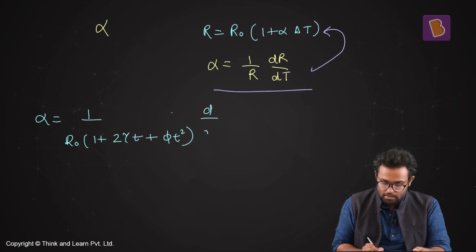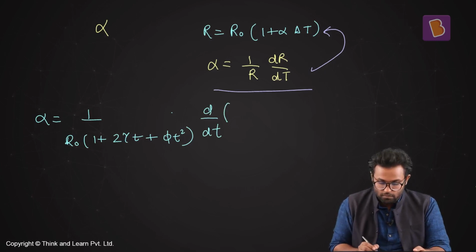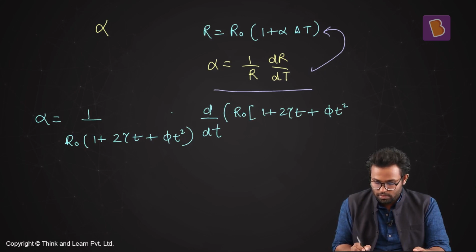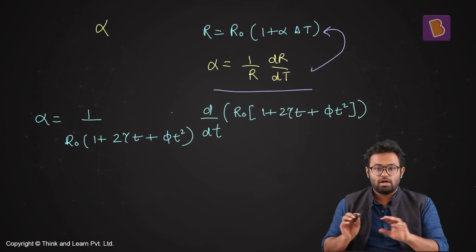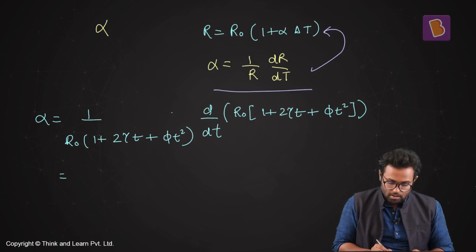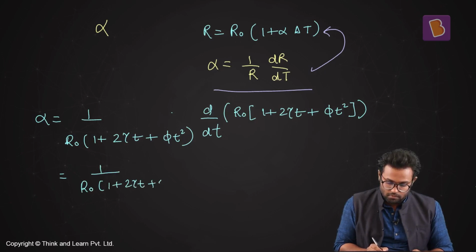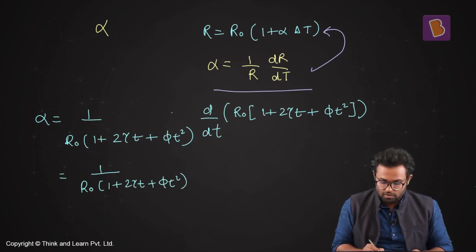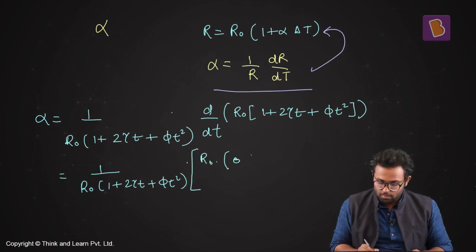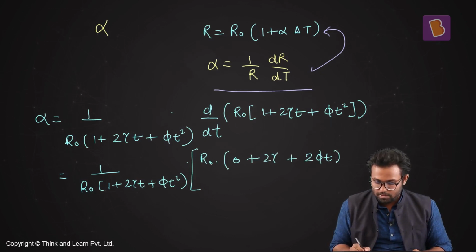So d by dt, and they are using small t for temperature, so let me also use that, of R0 times (1 plus 2 gamma t plus phi t squared). This becomes 1 upon R0 (1 plus 2 gamma t plus phi t squared), and differentiation of this will be R0, and inside I'll get 0 plus 2 gamma plus 2 phi t, right? Simple differentiation.